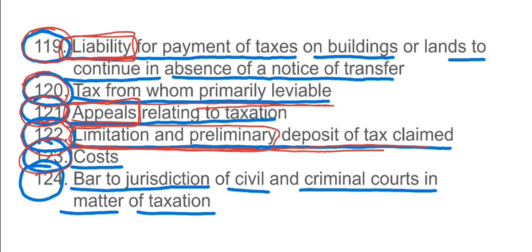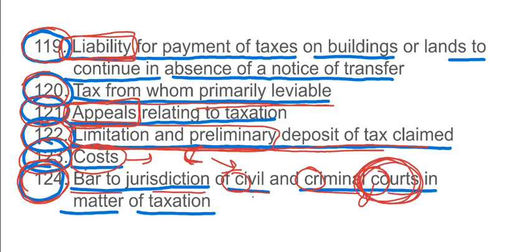Section 123 cost. Cost starts with the alphabetic letter C, so next also will be court, criminal, civil, etc. So court, cost, then court. Section 124 bar to jurisdiction of civil and criminal courts. Court is the keyword. Court, cost, then court.